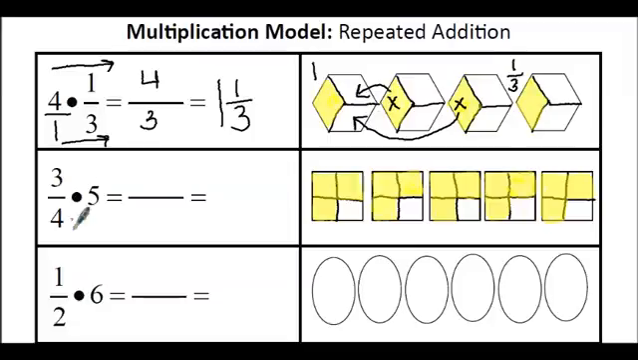And when I do that multiplication, I see 3/4 times 5 wholes. We get 3 times 5 gives me 15, and it gives me those 15 pieces here. And what are those pieces? We see that they're 15/4.